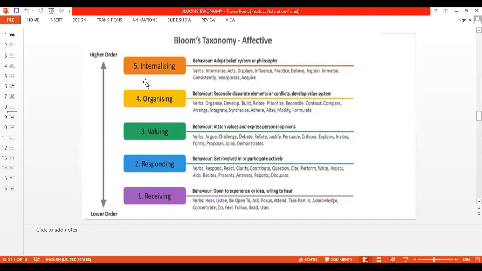Next is internalizing. Internalizing is building abstract knowledge, setting values, and behaving accordingly. His behavior is predictable and he supports his own values. His or her value system controls her behavior. He adopts a belief or system or philosophy. So the verbs are internalize, act, display, influence, practice, believe, etc.